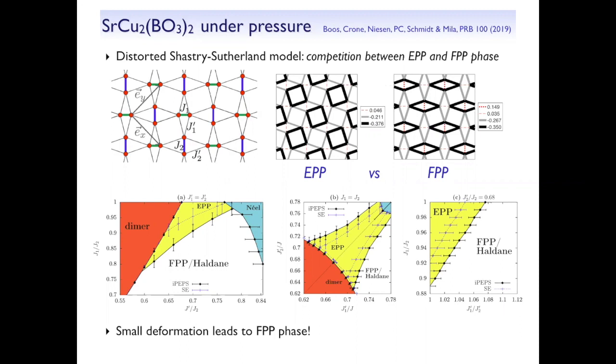To make the story very short, what we found is that already a small deformation of the lattice leads to this full plaquette phase, in agreement with the neutron scattering data, which means in the end that we need to go beyond the simple Shastry-Sutherland model and look at the slightly deformed model. However, right now, the exact nature and the exact couplings of this deformed model are still unclear, and further work is needed here to get a more quantitative understanding.